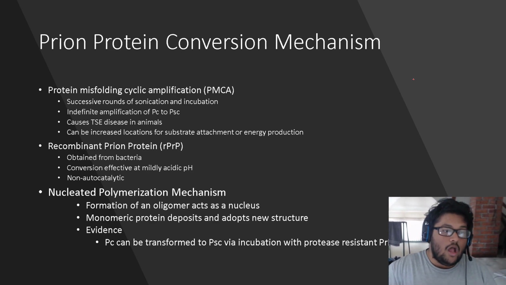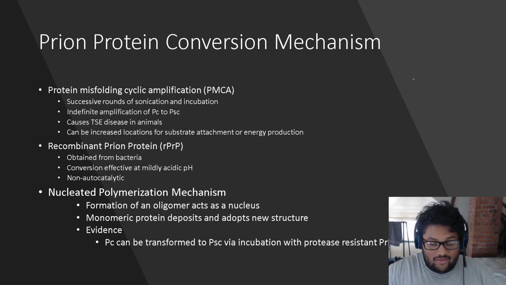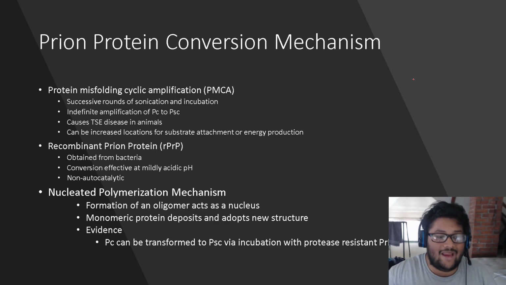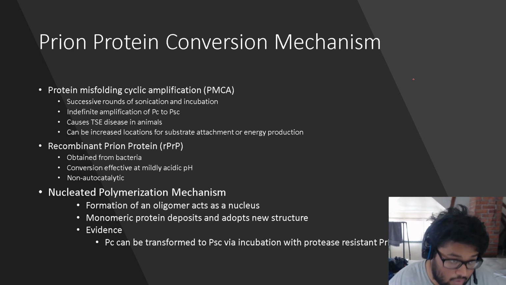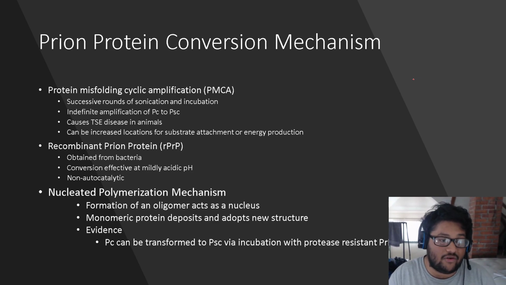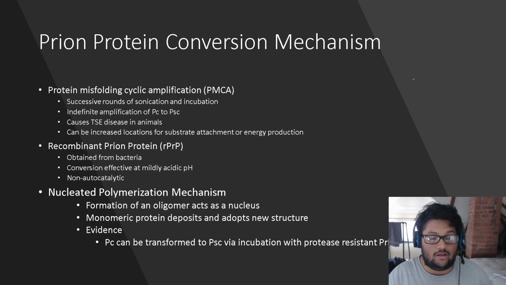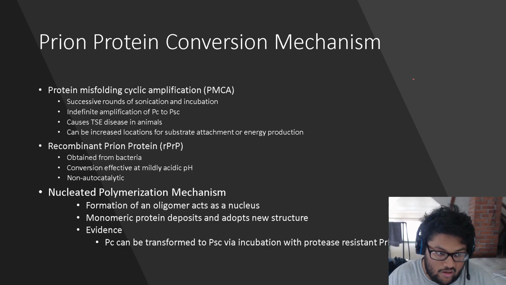And so alongside that, what they were confused about though was if it was occurring due to the fact that there was increased loci for substrate attachment, or there was just additional energy being produced. And after that, they did a recombinant prion protein study where they used bacteria to obtain prion proteins. And what this study showed, as I was talking about earlier, is that the prion protein actually functions better at mildly acidic pH, and it converts better at that mildly acidic pH. But the problem with this one was that it was non-autocatalytic.